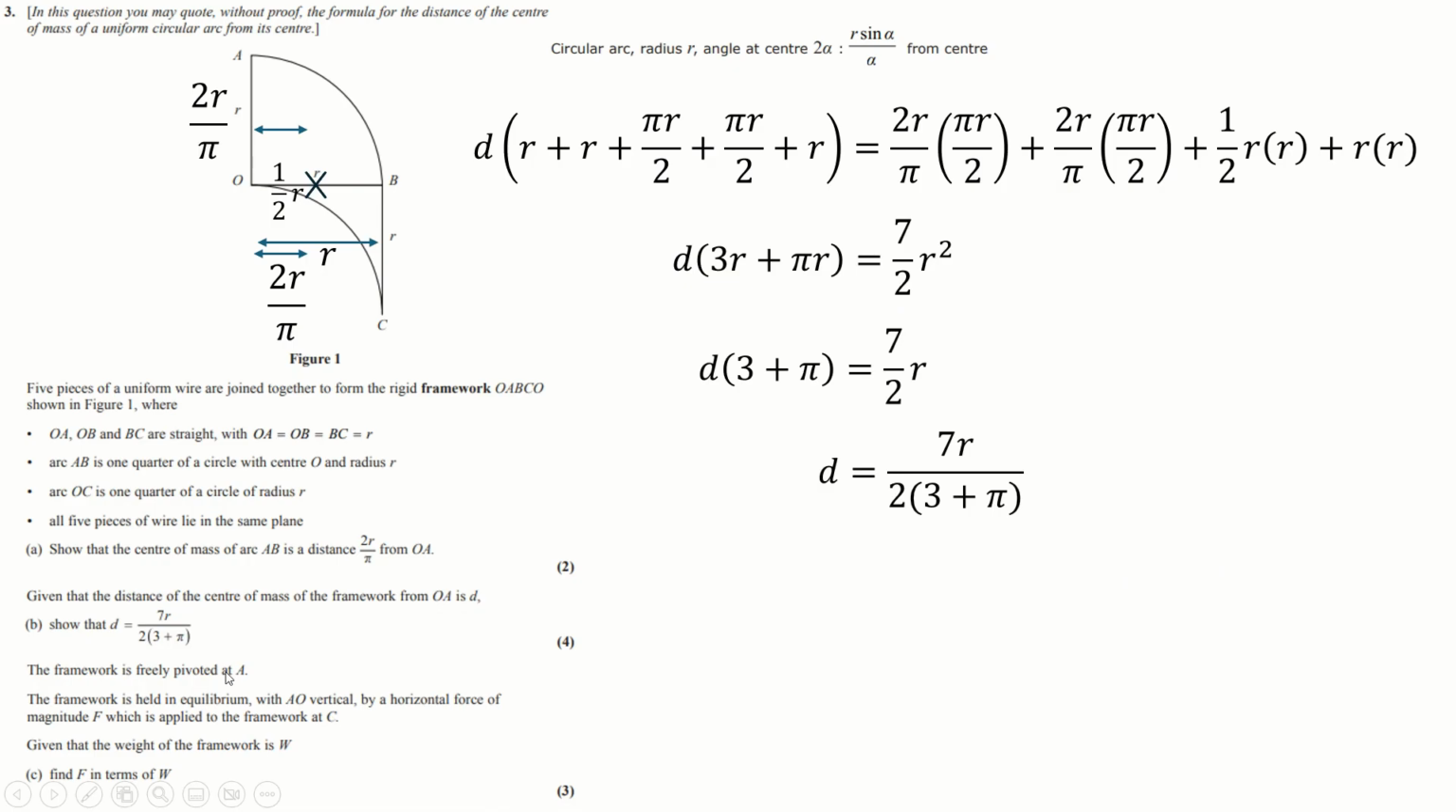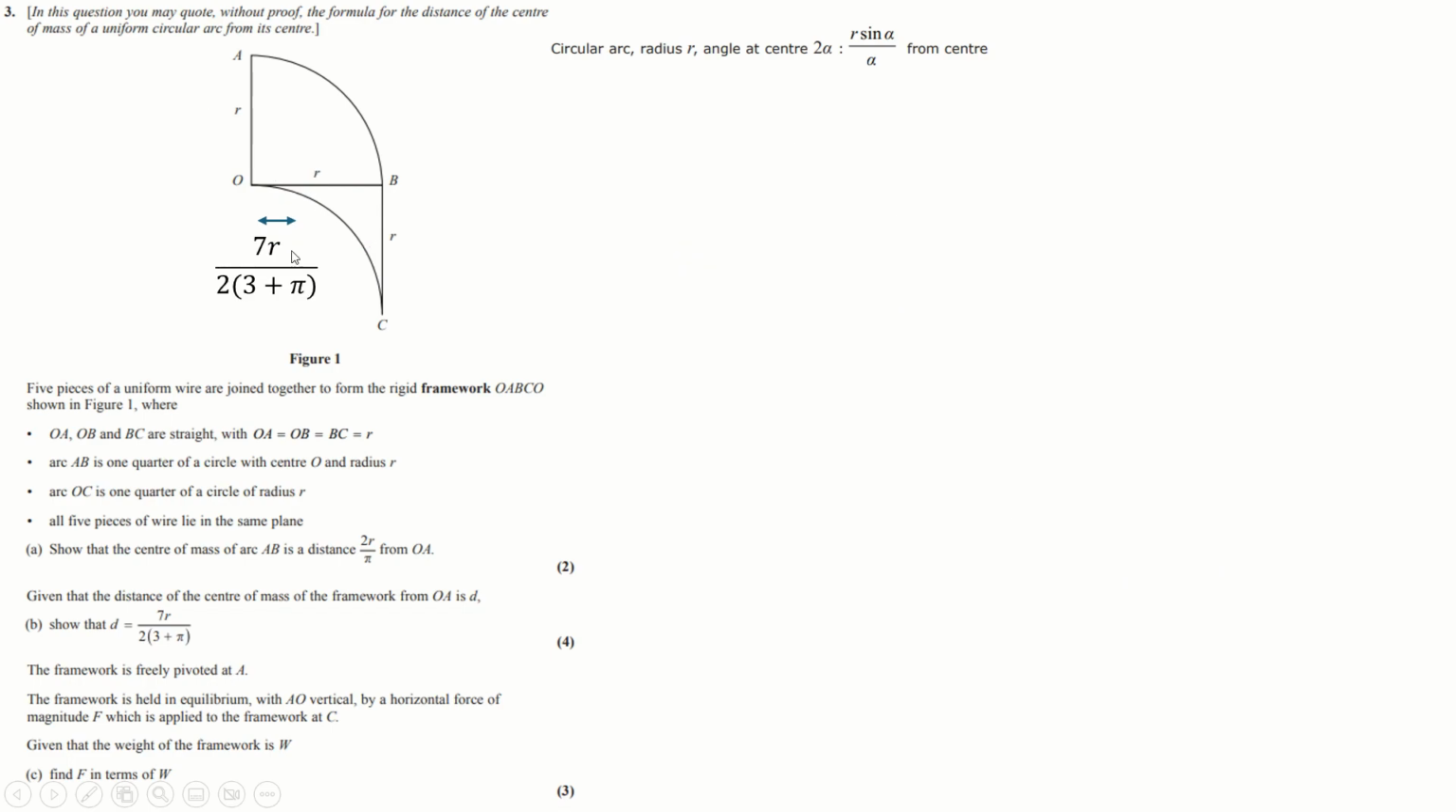The framework is pivoted at A. So it's held in equilibrium at A, I guess.